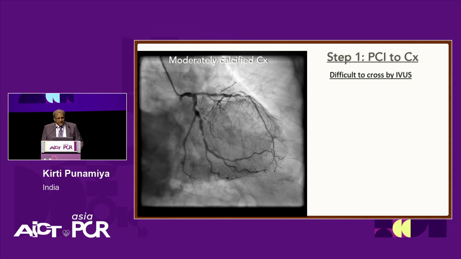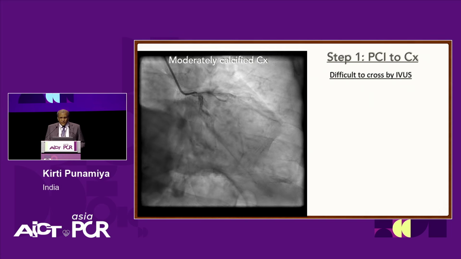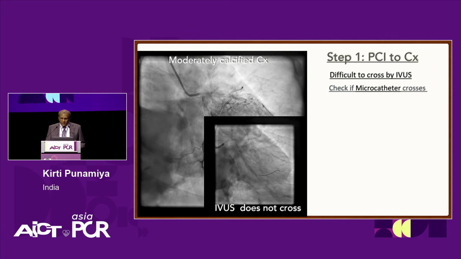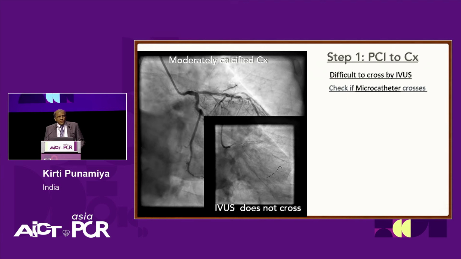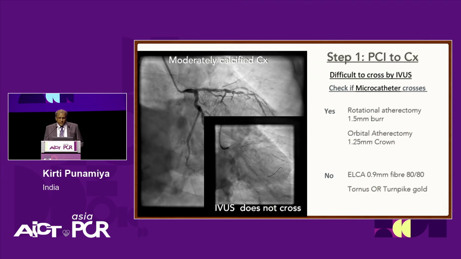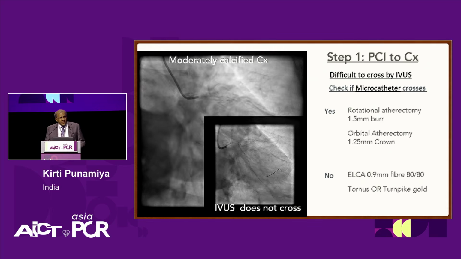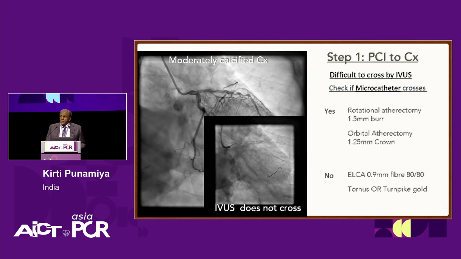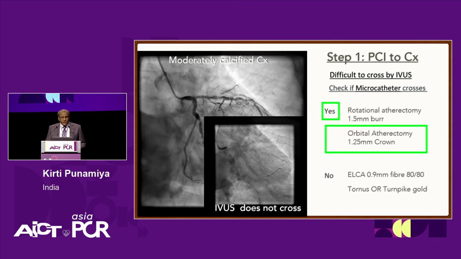Moderately calcified circumflex, we start. It was difficult to cross, so we go ahead with the microcatheter. The microcatheter does not cross. A small balloon does not cross. So we have two choices: rotational atherectomy or orbital atherectomy. If it didn't cross, for me, ELCA or a Tornus are the other options. In this case, we chose the orbital atherectomy.